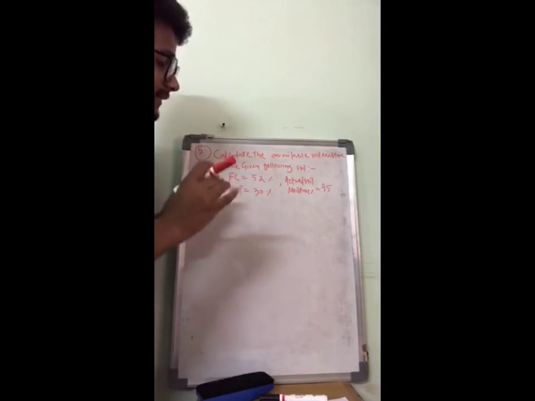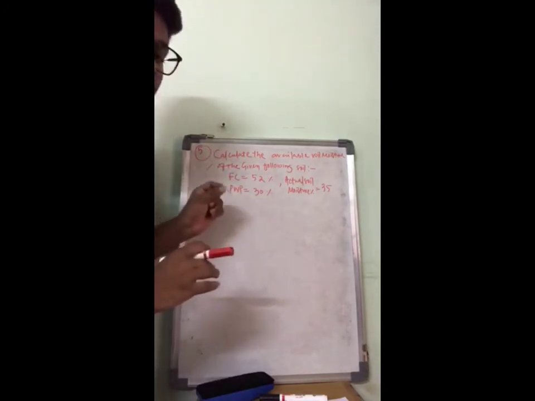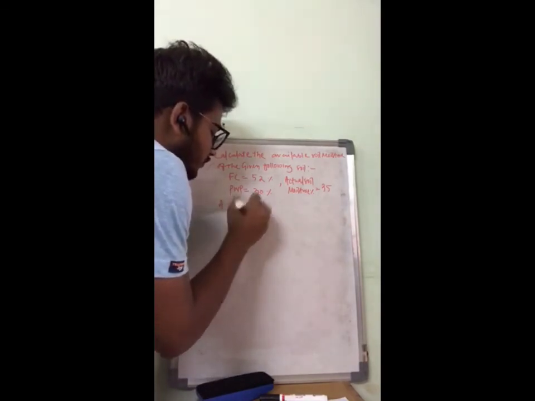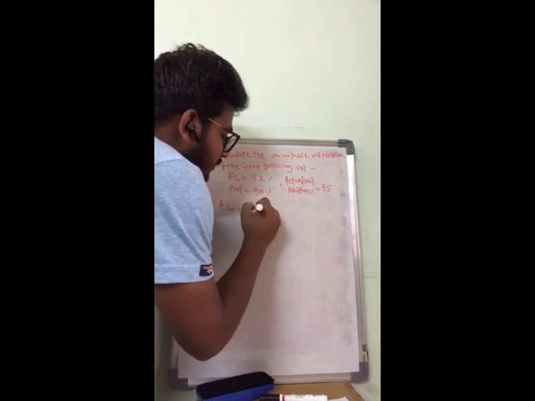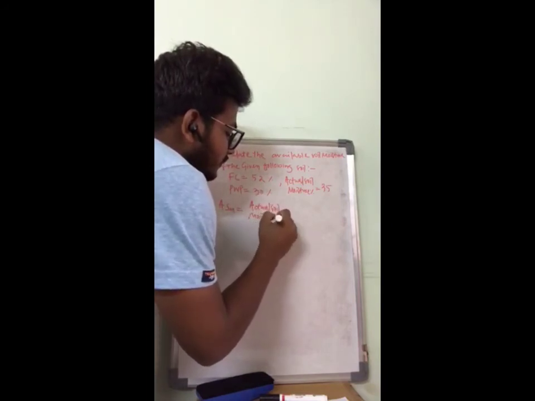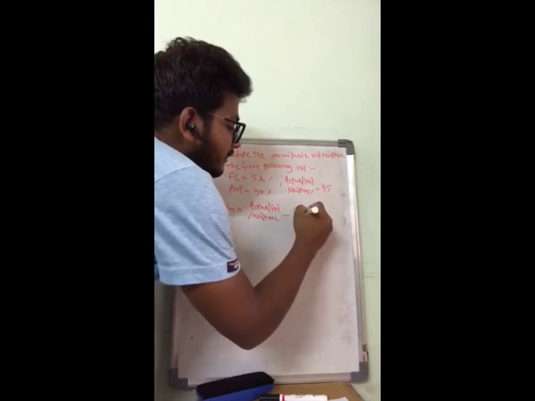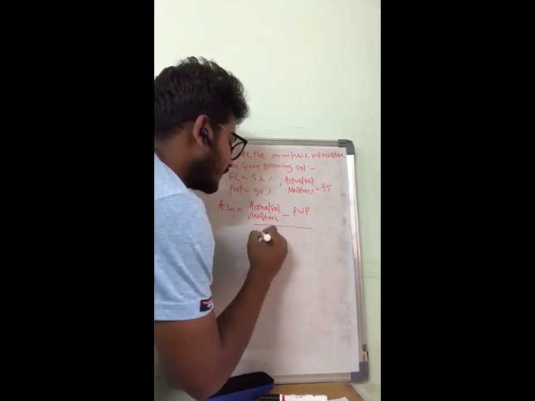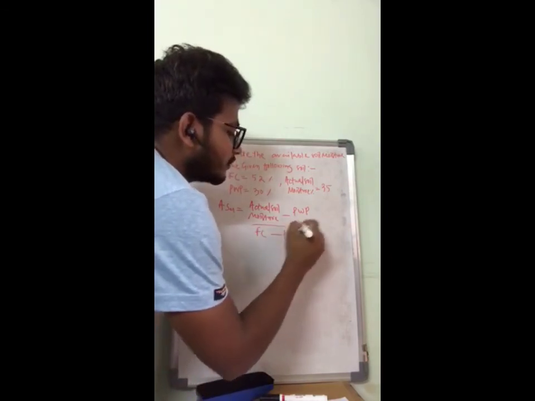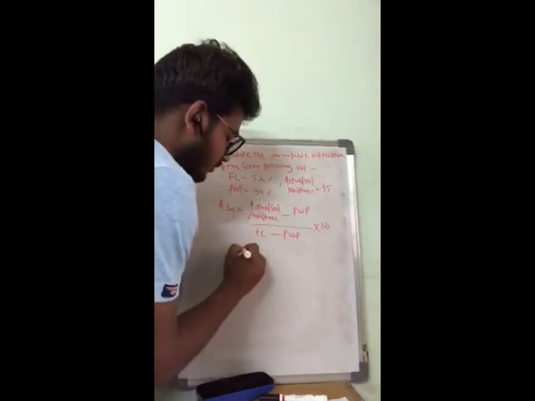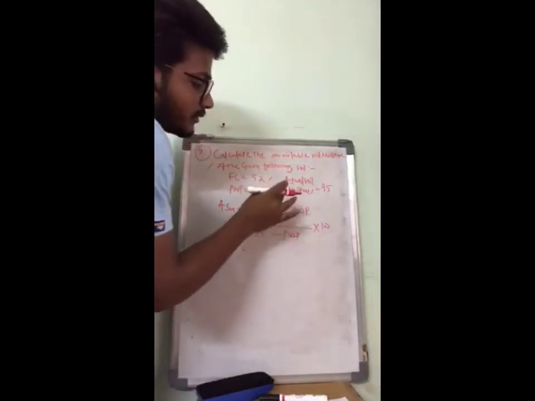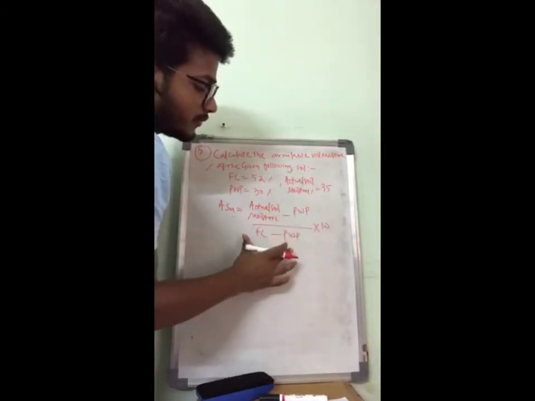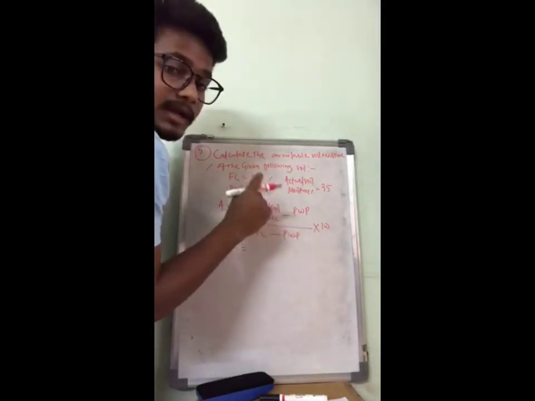There is a simple formula to calculate this type of problem. Available soil moisture is equal to actual soil moisture minus PWP, that is permanent wilting point, divided by field capacity minus permanent wilting point into 100. This is the formula for this type of problem. When actual soil moisture percentage is given, you have to use this formula, not the FC minus PWP formula.